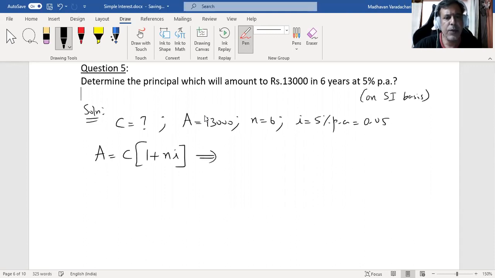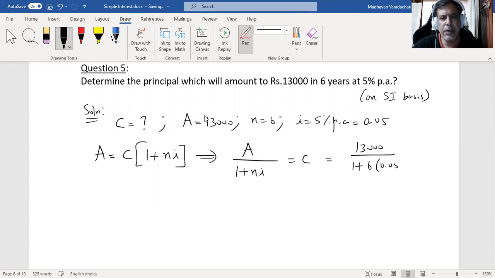So let us substitute the values, or I can first rearrange this formula. A divided by (1 plus Ni) is equal to C, because we are supposed to find C. A is known to be 13,000, divided by (1 plus 6 times 0.05). Now we can directly evaluate this. 6 into 0.05, we get 0.3, plus that 1.